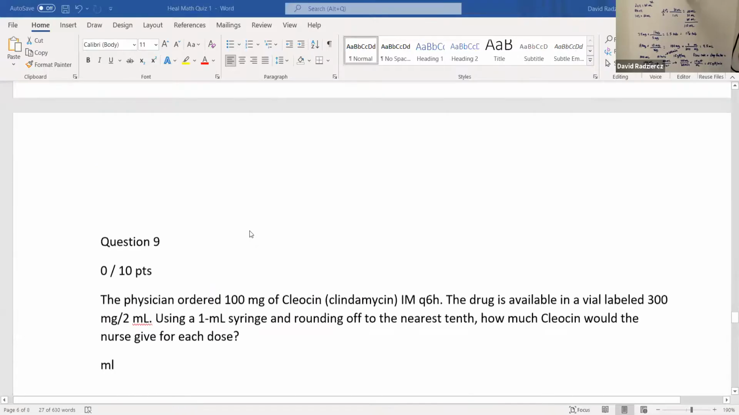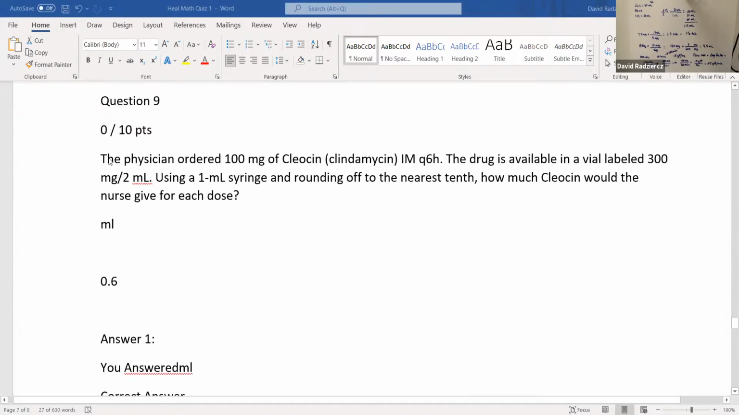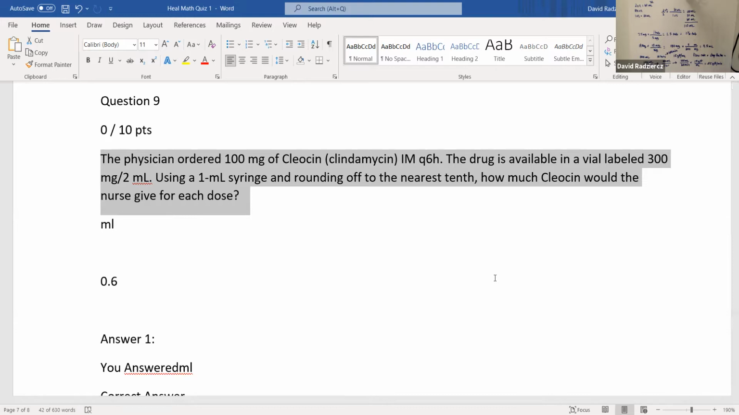All right, let's look at the next thing here. The physician ordered 100 milligrams of Cleocin or clindamycin intramuscular every 6 hours. The drug is available in a vial labeled 300 milligrams per 2 milliliters, using a 1 milliliter syringe, rounding off to the nearest 10th. So it tells you where to round. How much Cleocin would the nurse give for each dose?